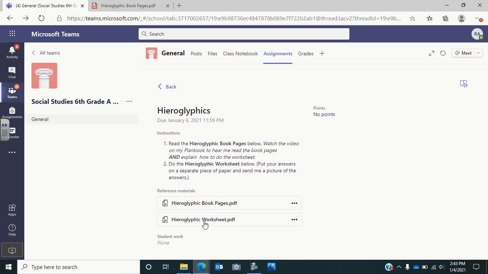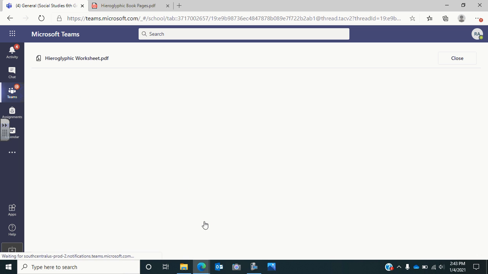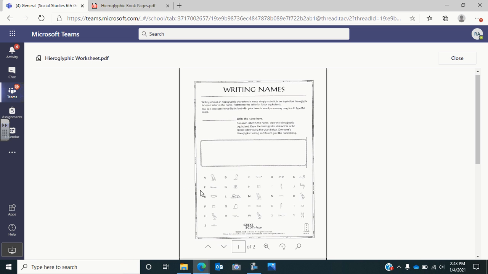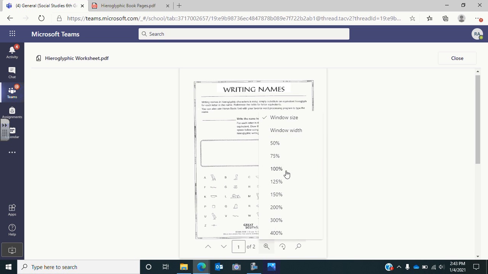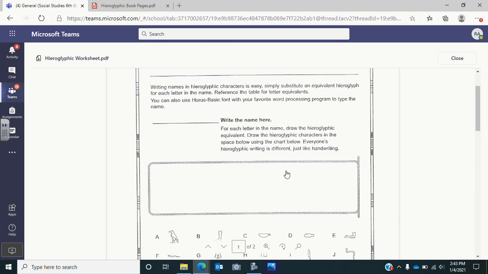We're going to go now to the hieroglyphic worksheet. So go ahead and click on that. And here you can see there's 2 pages. It's page 1 of 2. So make sure you also go to the second page. So here, again, if you can't see, go ahead and zoom in. And it says writing names in hieroglyphic characters is easy. Simply substitute an equivalent hieroglyph for each letter in the name. Reference the table for letter equivalents.